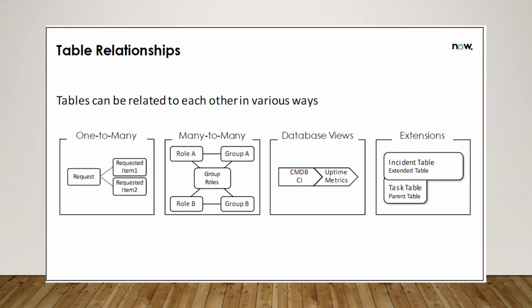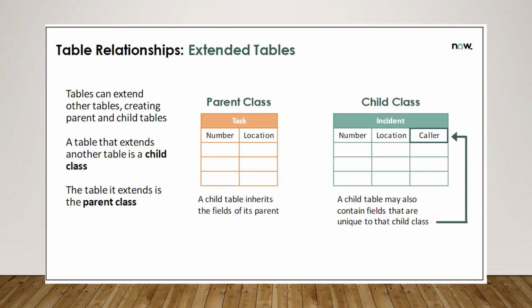Now the relationship between different tables. It's just a theoretical concept, it doesn't come up much. A relationship can be of many types: one to many, many to many, database view and extension. This is important to understand, so here I will explain it better.